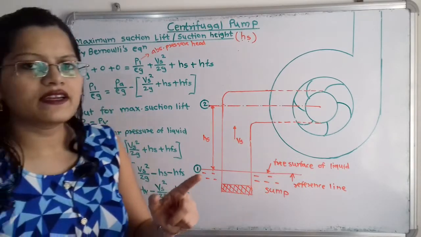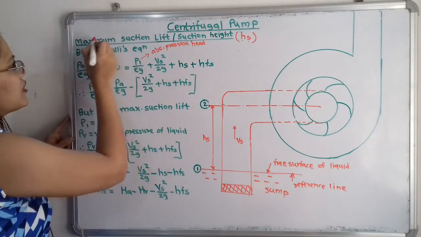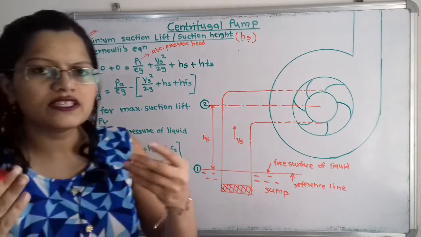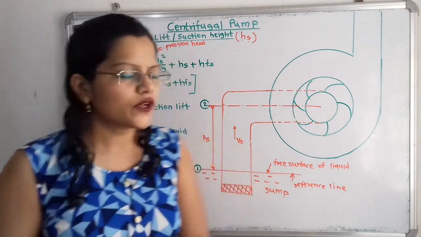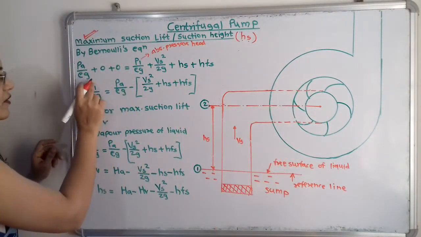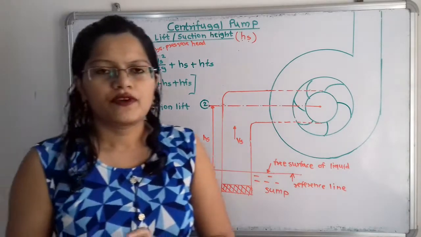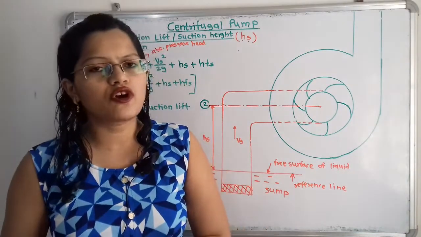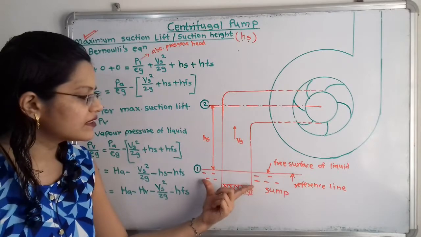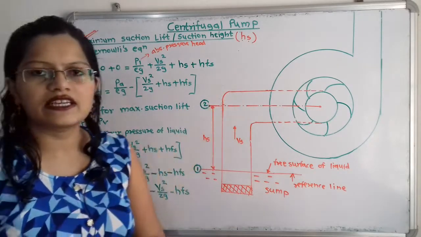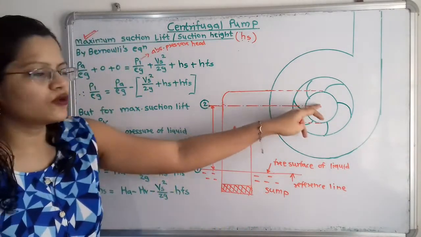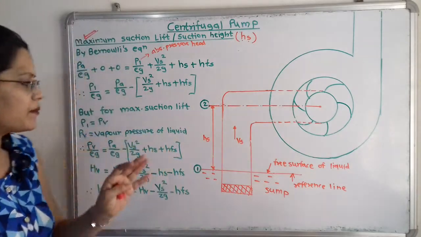But we have to find out the maximum suction lift. So what is the condition that we have to follow for maximum suction lift? The pressure at section 2, or at the center of this pump, is the pressure we have to take care of. This pressure should not be greater than the vapor pressure of the liquid. Suppose we consider water or any other liquid that is getting lifted; the pressure at this section 2 should not be greater than the vapor pressure. This vapor pressure is known as Pv.